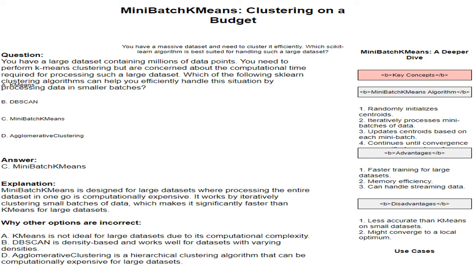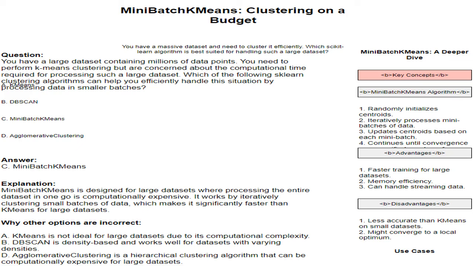A. K-means. K-means is not ideal for large datasets due to its computational complexity. Why other options are incorrect? B. DBSCAN. DBSCAN is density-based and works well for datasets with varying densities. Why other options are incorrect? C. Mini-batch k-means. Mini-batch k-means is designed for large datasets where processing the entire dataset in one go is computationally expensive.